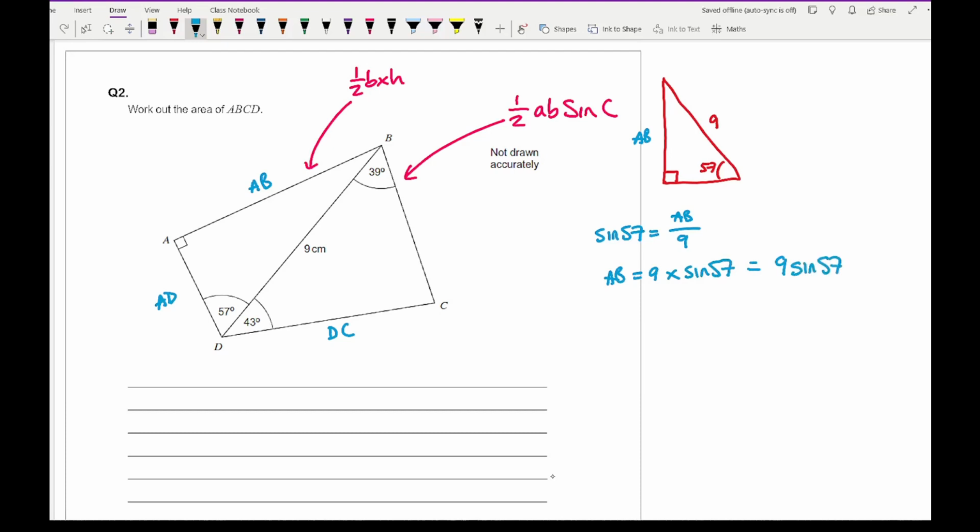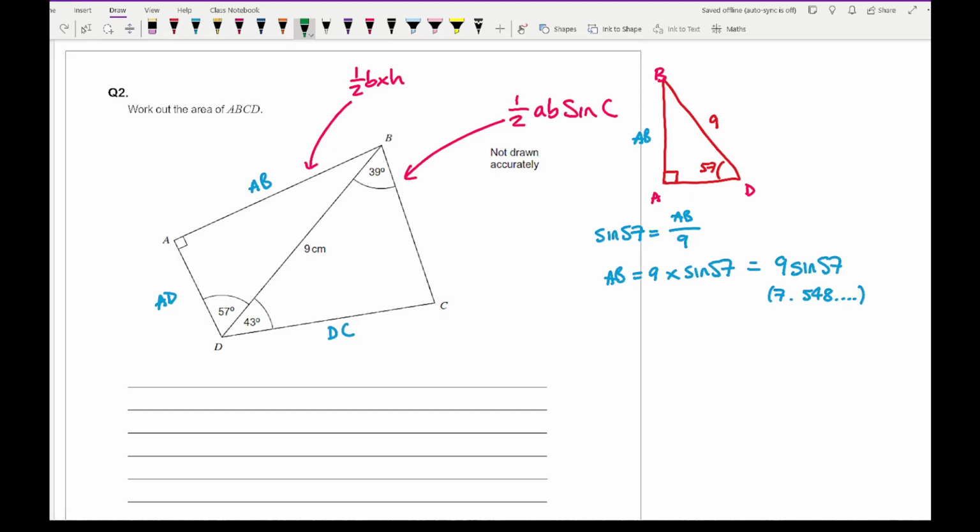Now, if I wanted to work that out on my calculator, it's going to be 7.548 something something. Then, let's actually start, one thing I didn't do was label the triangle. So that's B, that's A, and that's D. So the next thing for me to find is AD.